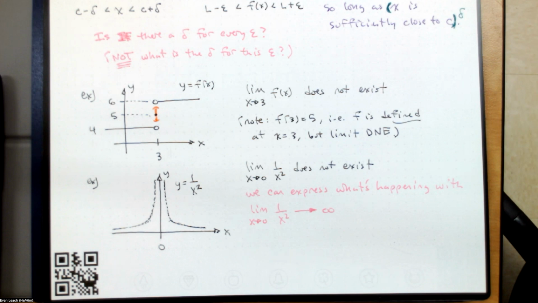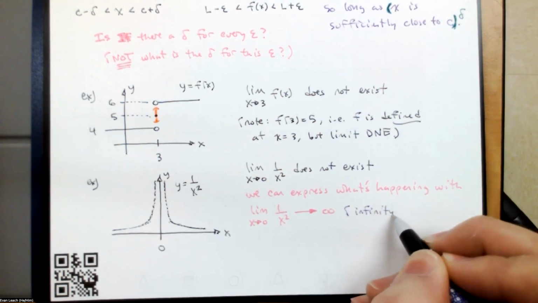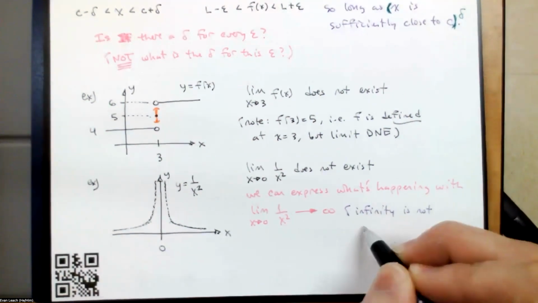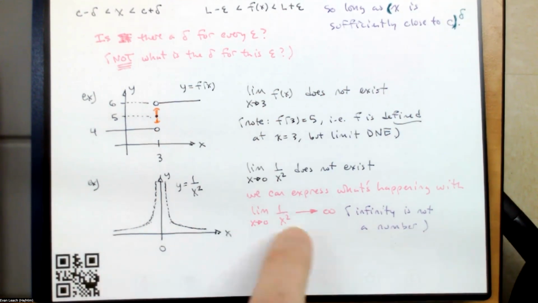Also, it just wouldn't make any sense to say within epsilon of infinity. Don't think of infinity as a number. So the limit as x goes to 0, 1 over x squared approaches infinity. That means the limit as x approaches 0 of 1 over x squared does not exist. The limit does not exist.